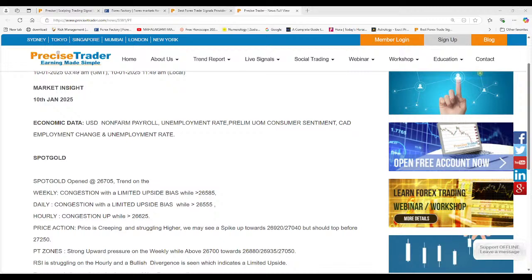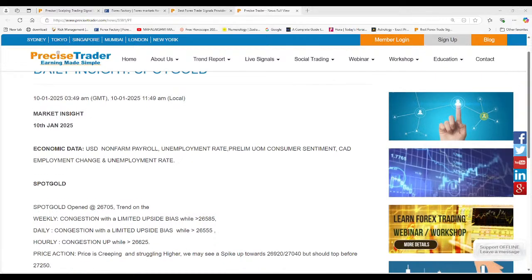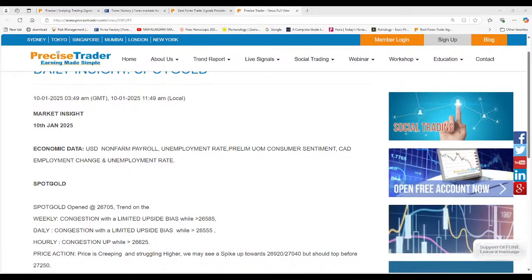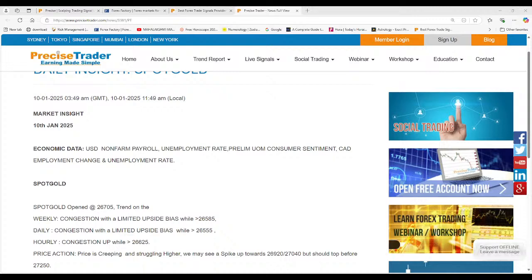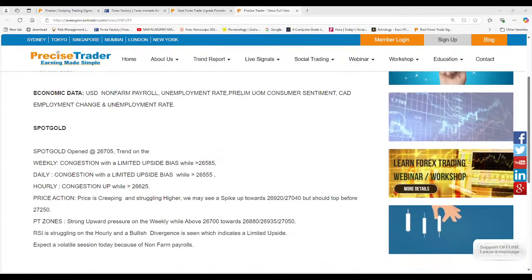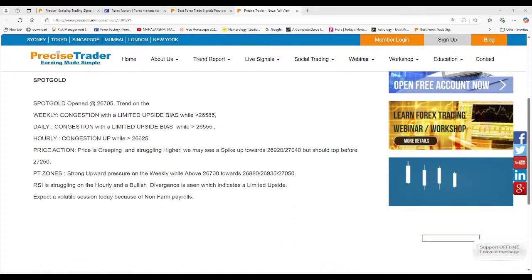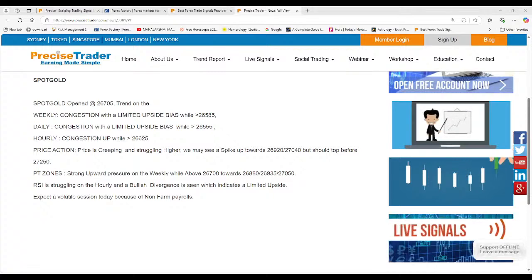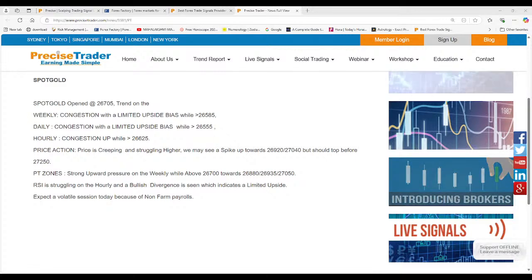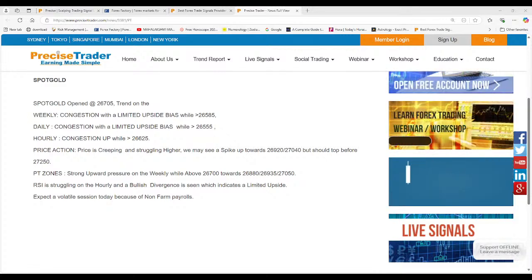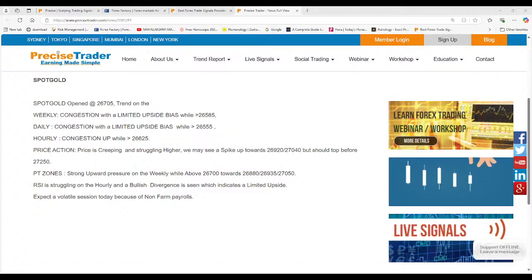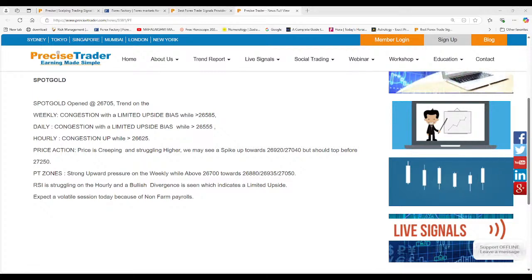Okay, now we see here. Today we are expecting US non-farm payroll, unemployment rate, preliminary UMich consumer sentiment, and Canadian employment change and unemployment rate. Spot gold opened at 2670.5, and the trend on the weekly is congestion with a limited upside bias while above 2658.5. And on the daily, this is also in a congestion with a limited upside bias.